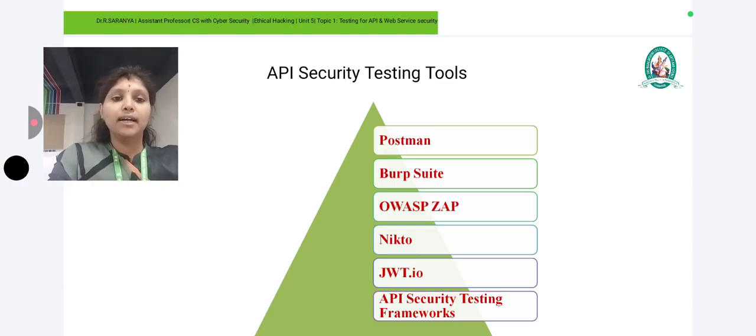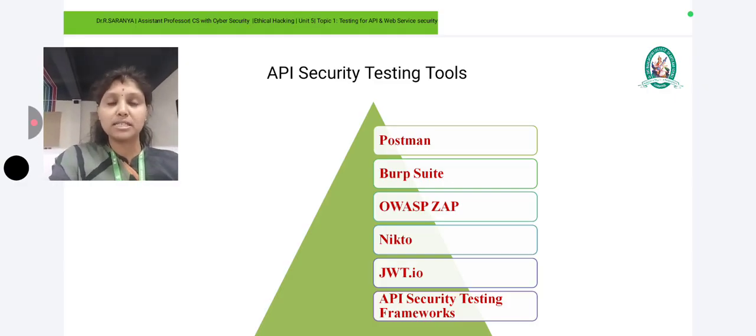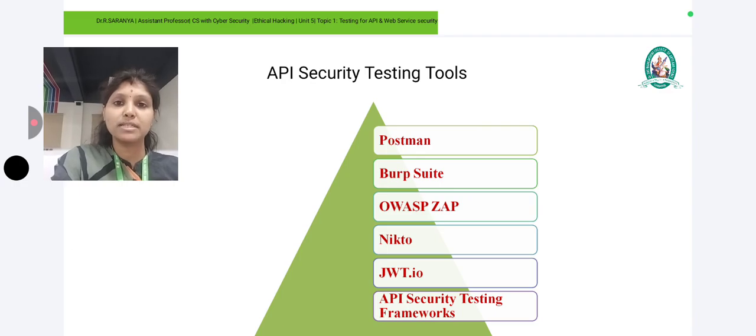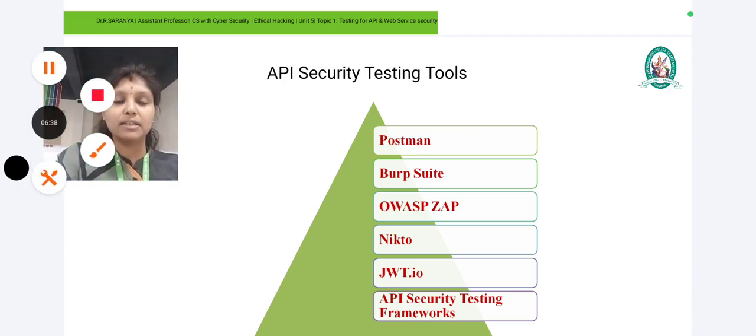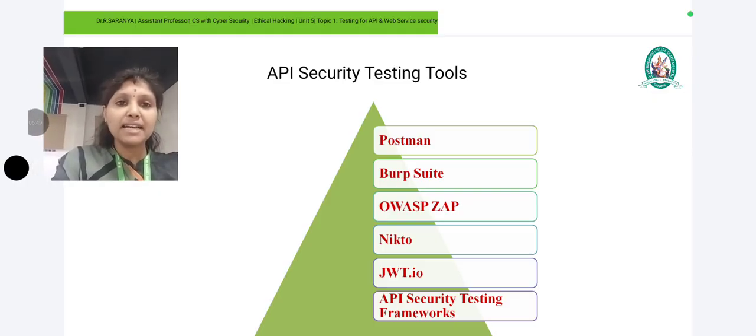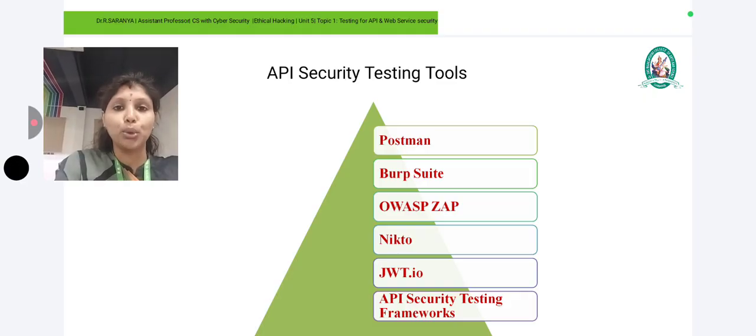And then API security testing frameworks we have, in order to do both manual testing as well as automated testing with the help of that API testing. So these are the important testing tools in order to make API secure.